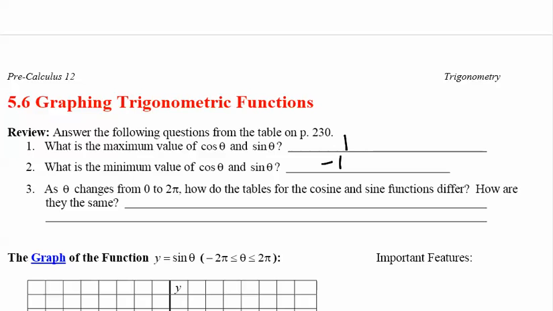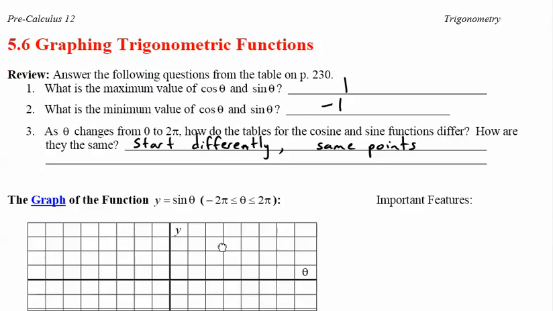As theta changes from 0 to 2 pi, how do the tables of sine and cosine differ? They start differently. Do you notice any similar patterns between those two tables for sine and cosine? There's a phase shift. They're exactly the same. They have the same points, just a different start. You can see the numbers are the same. If you start from 1 with cosine, and then where 1 is with sine, and then check the numbers after that, if you follow along, they have exactly the same points.